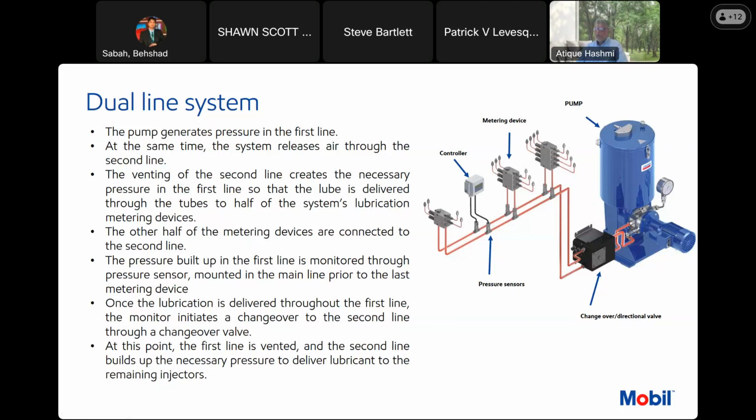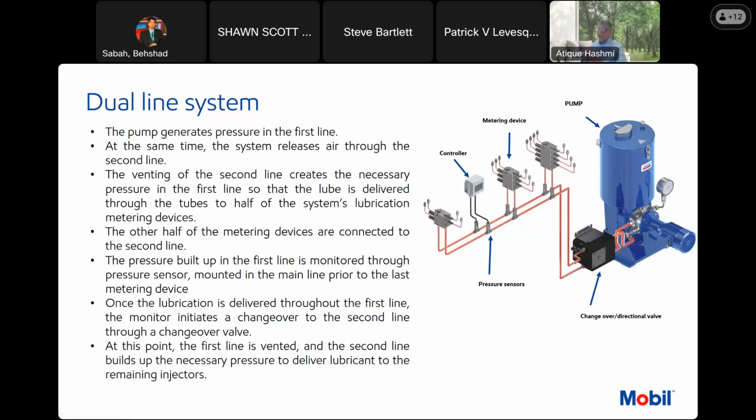Once the lubrication is delivered throughout the first line, the monitor initiates a changeover to the second line through a changeover valve. So again, this controller is the governor, as we have governors in steam turbines. It will govern which line will operate and which line will vent. When the pressure is reached at the end of the line, it will send a signal to the changeover valve, and the changeover valve just changes the line, and the action is reversed.